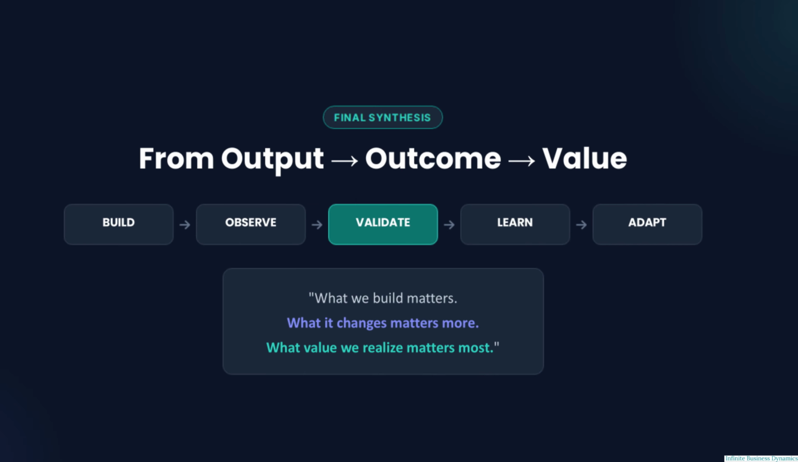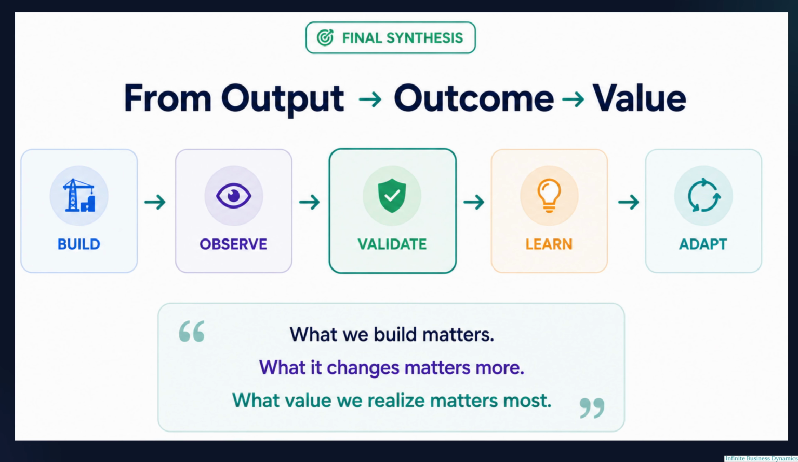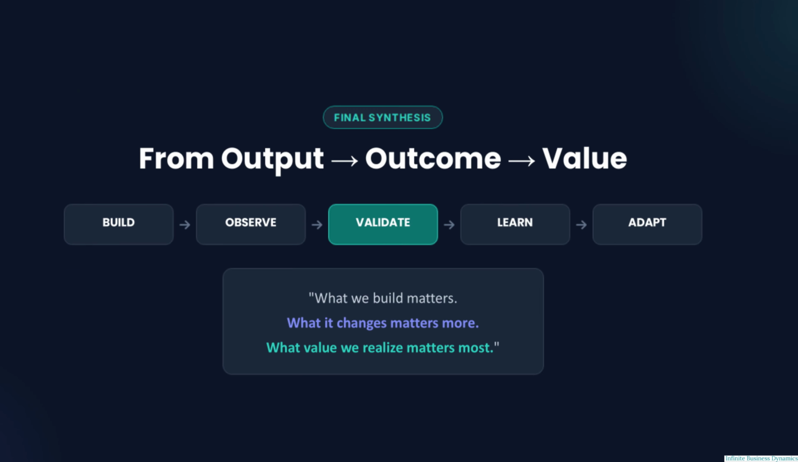This final synthesis brings the expanded product thinking perspective into one simple learning cycle. We begin by building something, but we do not assume that delivery automatically means success. We observe what happens when the product is used, validate the evidence against the outcomes we intended, learn from what that evidence tells us, and then adapt accordingly. That gives us the progression from output, to outcome, to value.